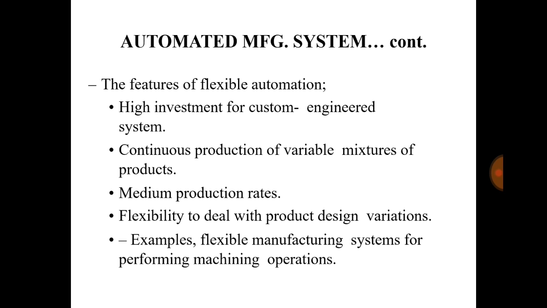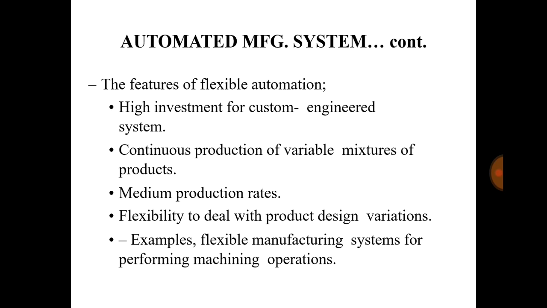Now the features of flexible automation. High investment for a custom engineered system. The equipment you are using may be CNC machines, which are general purpose machines, and some special purpose machines are also used. So there is a high initial investment. Continuous production of a variable mixture of products. With the same flexibly automated system, you can manufacture different types of product with no physical changes. Medium production rate. So it is suitable for a medium production rate.